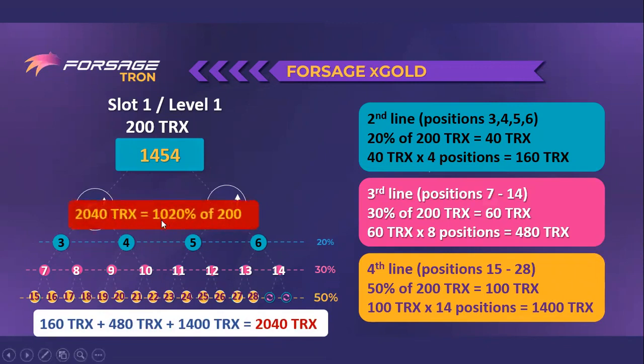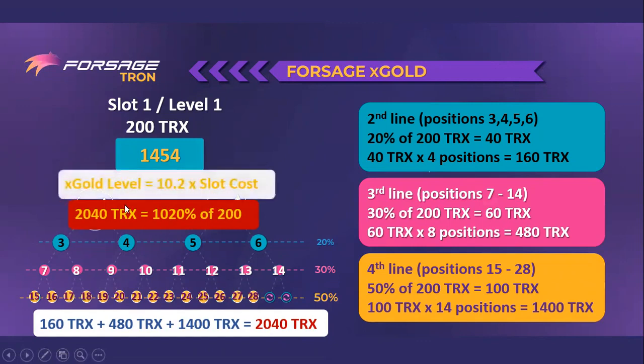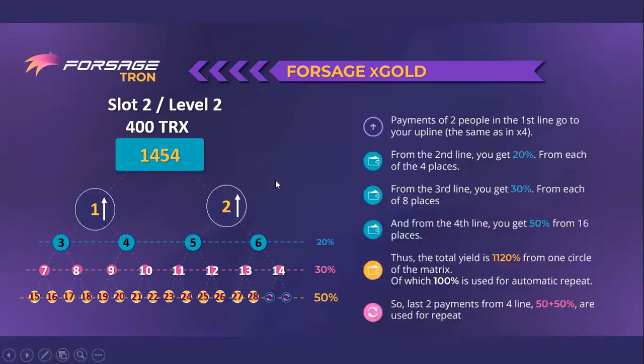And that is 1,020% of 200 Tronics, which I just invested. The minimal 200 Tronics I invested, and yet I would earn 1,020%. Because in the X Gold level, you will earn 10.2 times the slot cost, right? Isn't that exciting? Let's try slot 2 or level 2, just so it excites you, right?